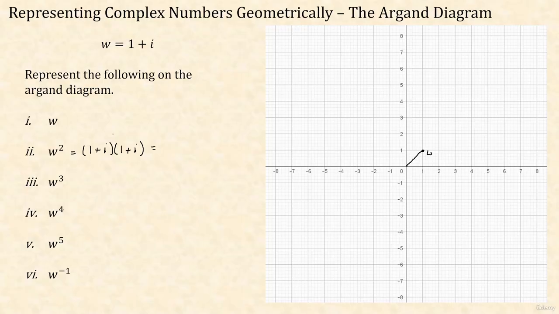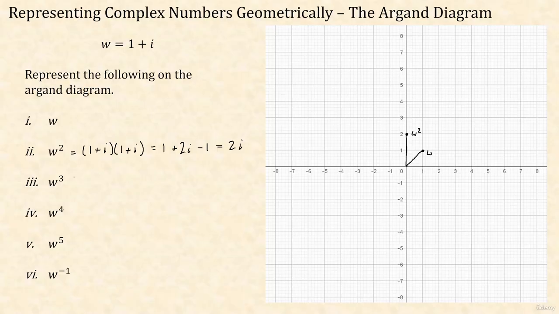Expand this and you have 1 times 1 is 1. i times 1, and 1 times i, so that's plus 2i. And then you have i times i, which is i squared, which is minus 1, so it's just 2i. So w squared is just here. 0 along and 2 up. So that is w squared.